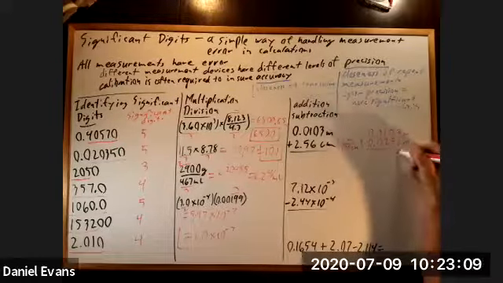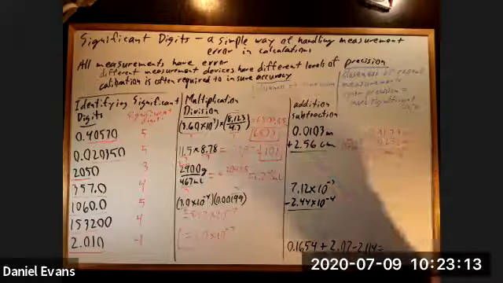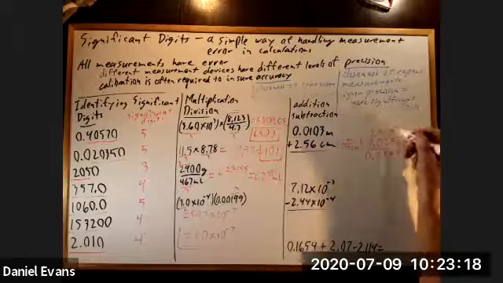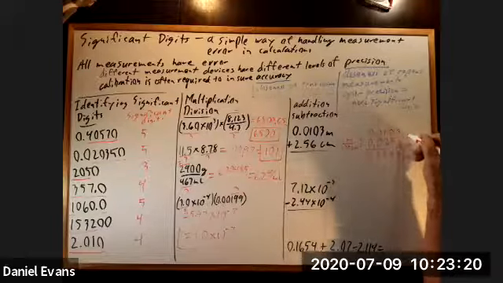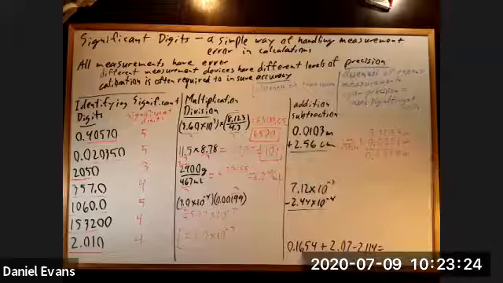Meters, so we're going to add these up, 9530.0 meters. And there's nothing to cut off. We had the same number of decimal places on each one. We have 4 decimal places in both. We keep 4 decimal places in our answer.